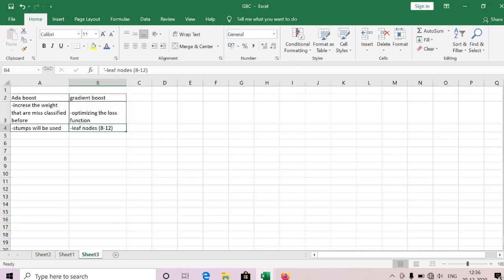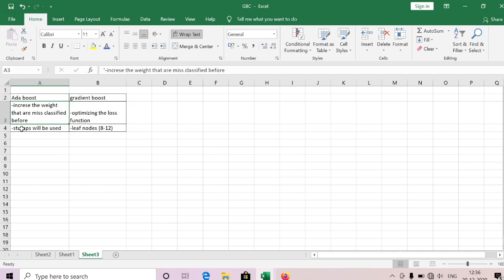Okay, we'll see the difference between AdaBoost and gradient boost. Here we increase the weight of records that were misclassified before. Whenever records are misclassified, we increase the weight and pass it to the next iteration in AdaBoost. In case of gradient boost, we are optimizing the loss function. As we discussed in the previous example, we are reducing our loss in each and every iteration, and we are trying to achieve that the actual and target should match.